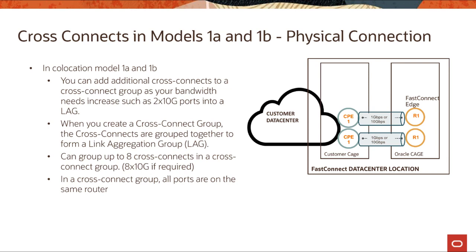So you can add multiple cross connects of 10 gigs and create a cross connect group. When you create a cross connect group, we actually group them together to form a LAG. You can have up to 8 cross connects in a cross connect group, and all of these cross connects are landing on the same router. When you are creating through the console or the API, it gives you an option to choose whether the ports are in the same cross connect group on the same router, or on a different router and a different cross connect group.